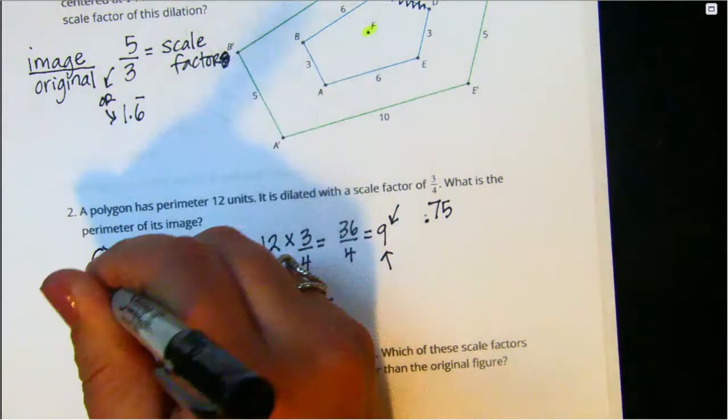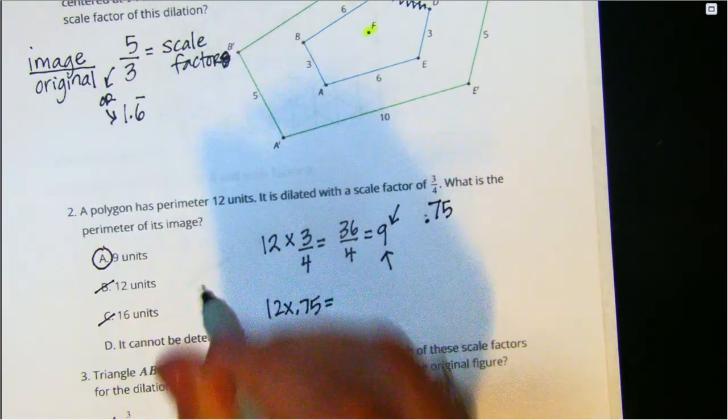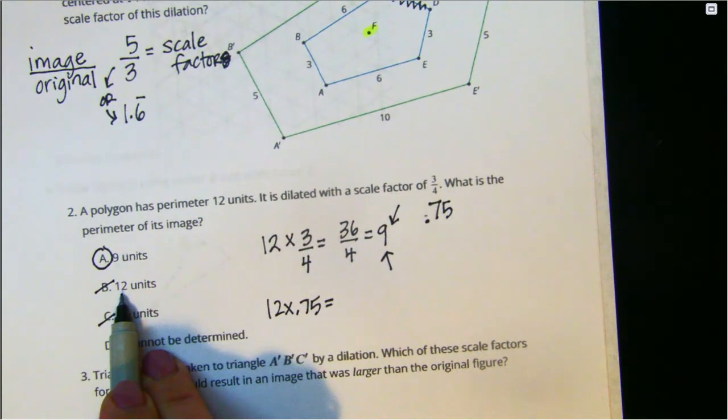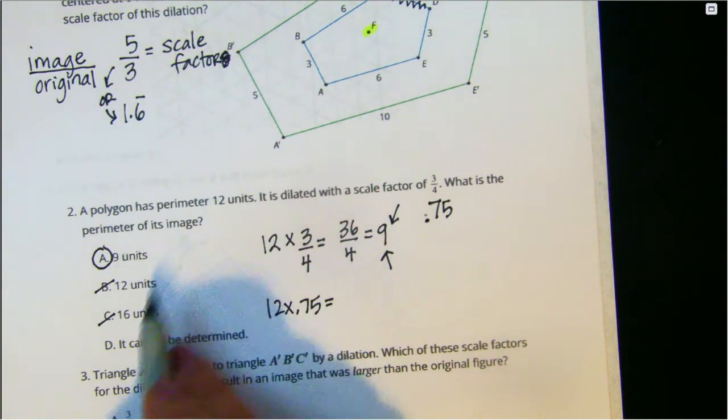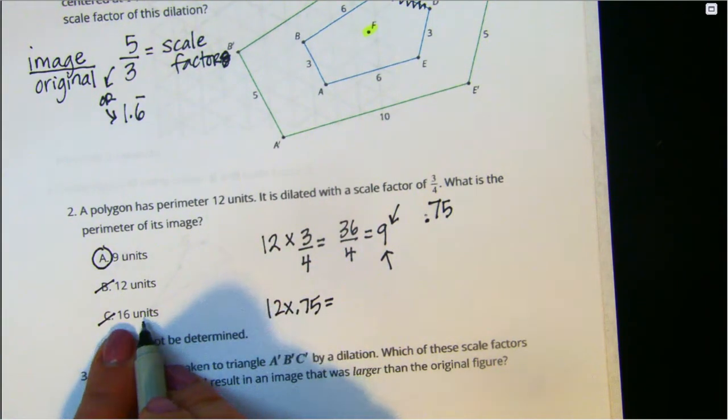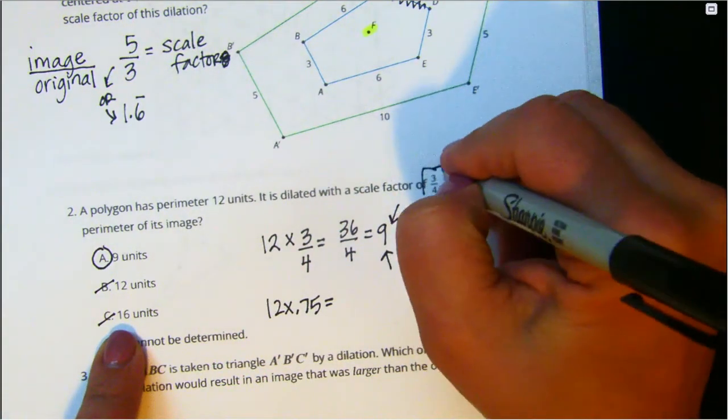And by the way, you could automatically cross these two out because if it had a perimeter of 12, well, that would mean it wasn't dilated at all. And if it had a perimeter of 16, that would mean the new shape was bigger, but the scale factor was less than 1.